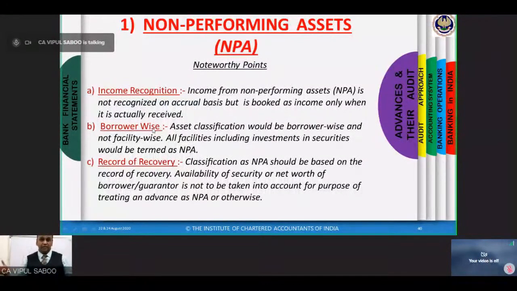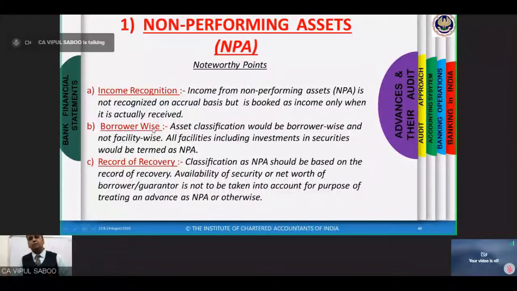We don't know about it. Net worth is good, he's at his home, good for him. We have security, but when will we be able to realize the security? It is not like we have security, so we are just fine. We have the security, why should we classify it as NPA? No. The account is NPA.